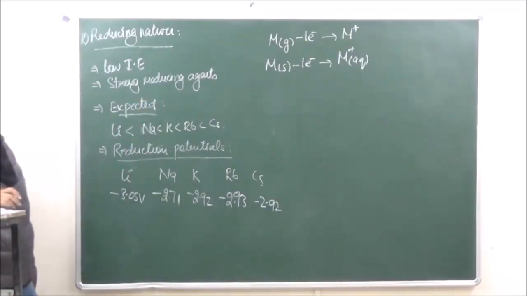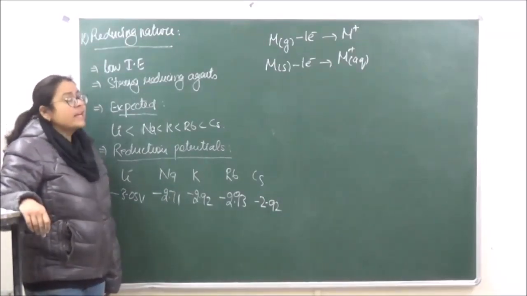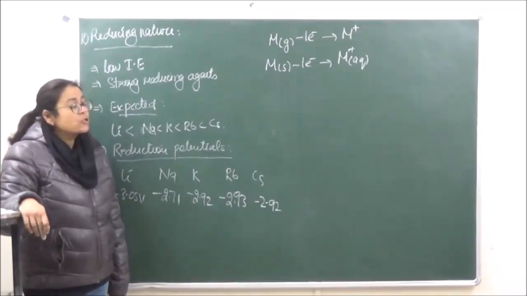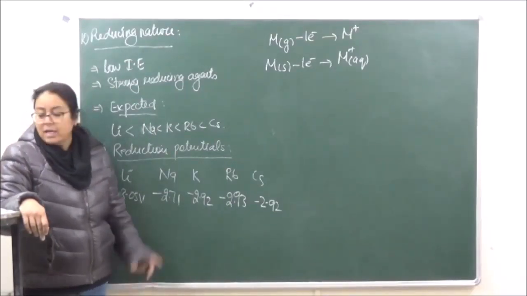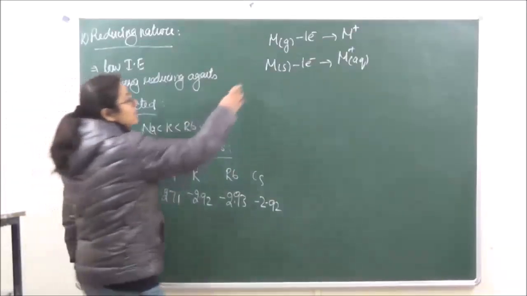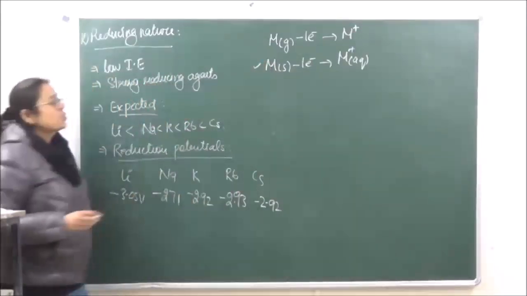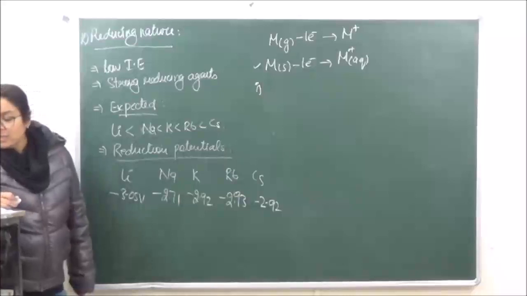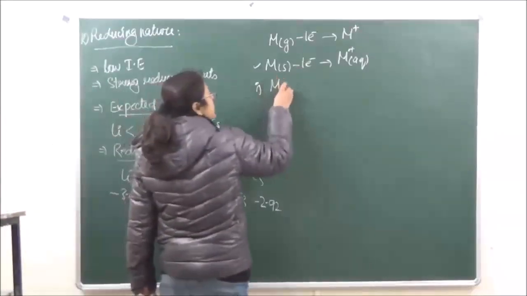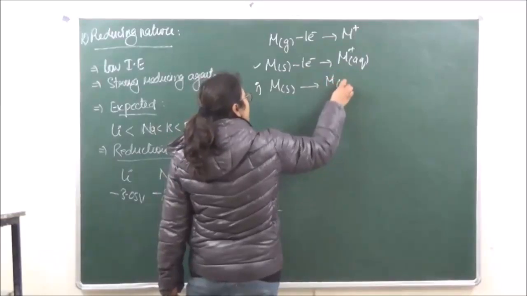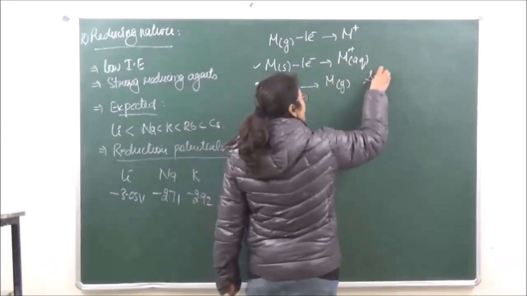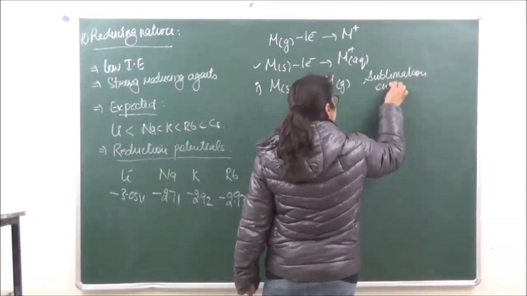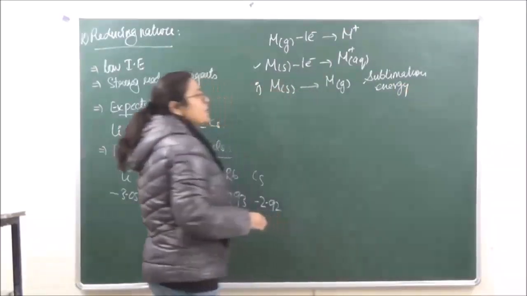Now the second equation is going to be fulfilled in 3 different steps, because the solid metal cannot lose electrons. It has to be converted into the gaseous state, right? So let's see what are the 3 steps in which this particular change is going to take place. The first step is M solid will change into M gaseous, and the energy which is required for this is sublimation energy.